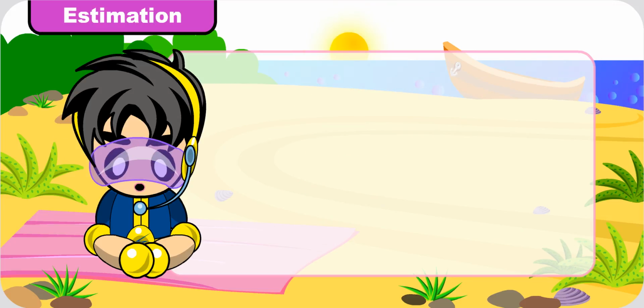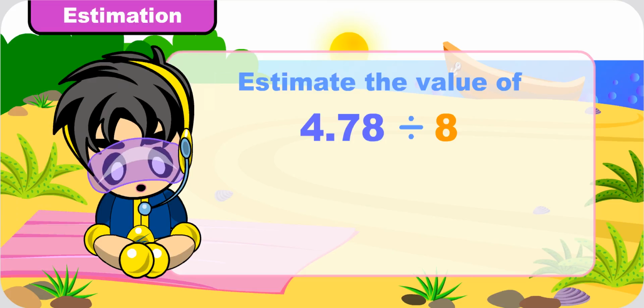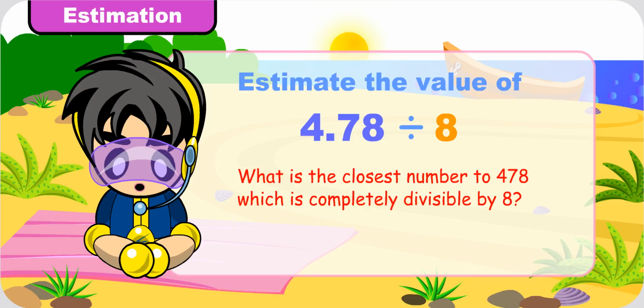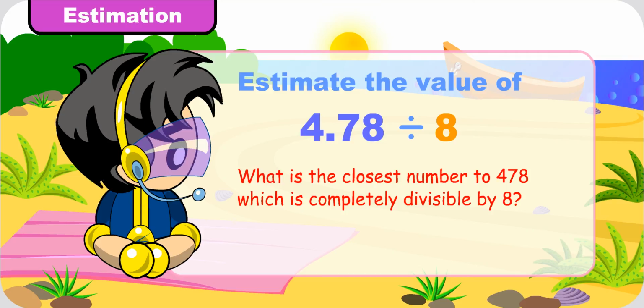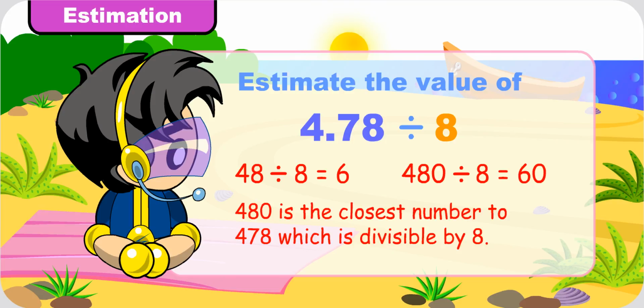Do you think you can estimate the value of 4.78 divided by 8? I will have to do long division to get that answer. That is not necessary when you are estimating the answer. Bearing in mind the times table, what is the closest number to 478, which is completely divisible by 8? I know that 48 divided by 8 equals 6. Therefore, 480 divided by 8 equals 60. So 480 is the closest number to 478, which is divisible by 8.